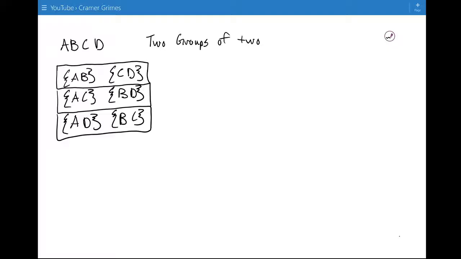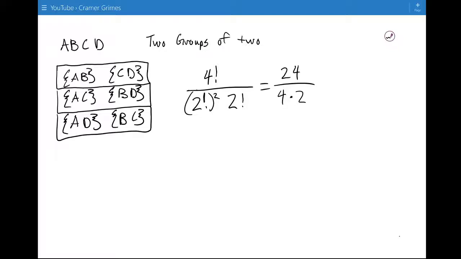Okay, and if you're familiar with any sort of partitioning like this, this could be done by 4 factorial. That's the total number of objects we have. I'm doing groups of 2, so 2 factorial. I have 2 of those groups, so squared. I also don't care about the order of my groups, so I also want to divide by 2 factorial. Okay? 4 factorial is 24. 2 factorial is 2, squared would be 4, and then times 2. And that would get me down to 3 ways, which is what we got. Okay?